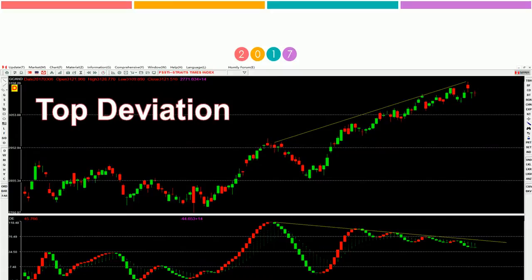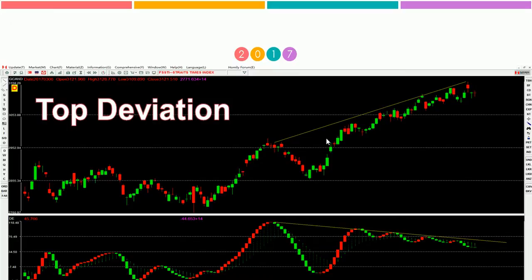Then we can see this is the daily chart of the STI index. We can see now it is top deviation. Why do we see this top deviation? Because we use the deviation expert to judge what is the top deviation or bottom deviation. Then we can see the price continues to go up, but the deviation expert's high point is lower. What does that mean? Top deviation.